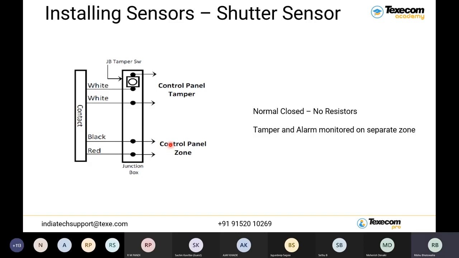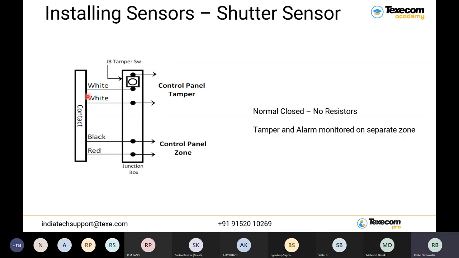If you think about any other type of sensor, the Texecom sensors, we have two tamper terminals and two alarm terminals. So here also in the shutter contact, we have two tamper wires coming from the sensor and two alarm wires coming from the sensor. If you put these wires on the zone, that particular zone will give the alarm trigger, and these two wires will give the tamper alarm.